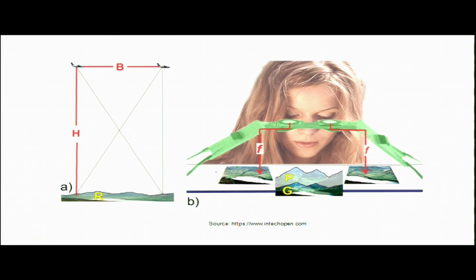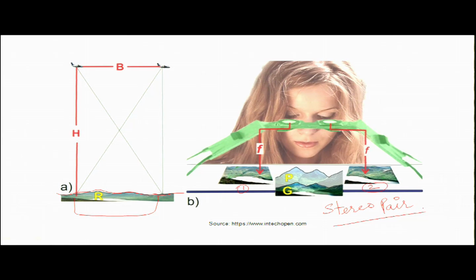Here is another example. Suppose this is an undulating terrain. How can you see the relief of this terrain when you see two different photographs of the same terrain taken by a camera on board an aircraft? Here these two photographs are the stereo pair.